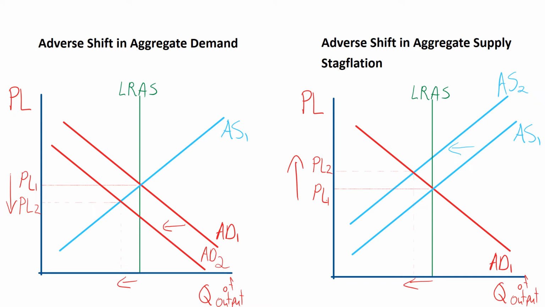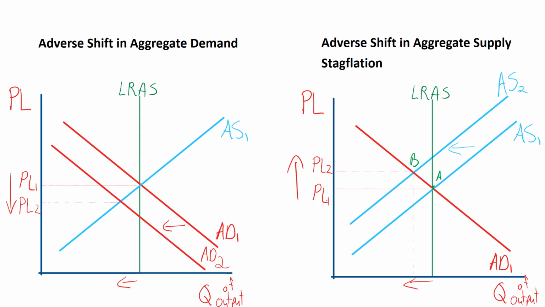How about in the case of stagflation? Aggregate supply shifts to the left. We go from A to B, absolutely, and we have a recessionary gap. But in this case, we see price levels go up. We have inflation.